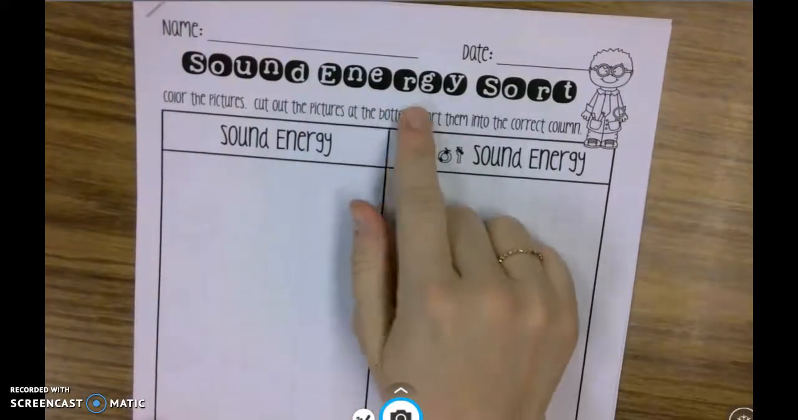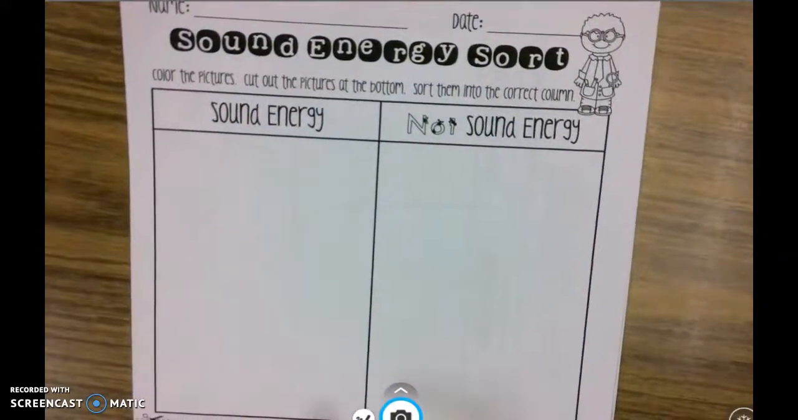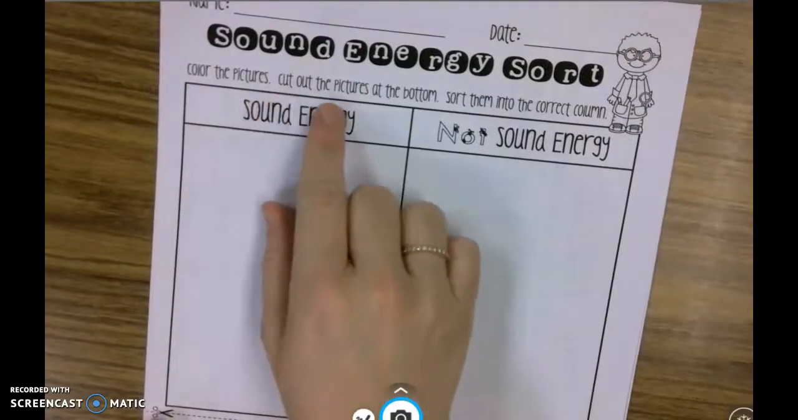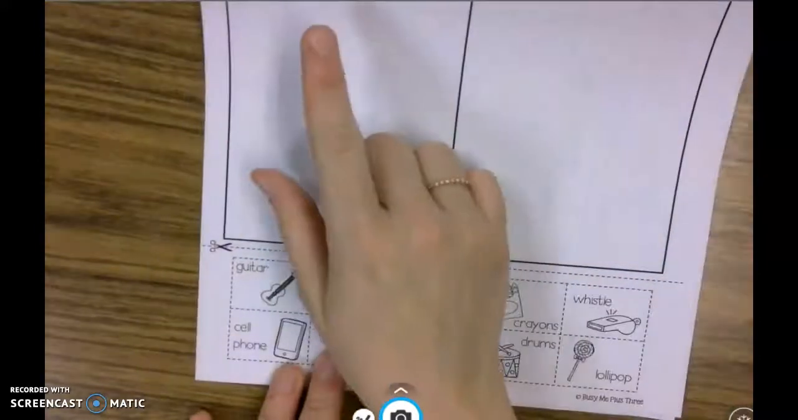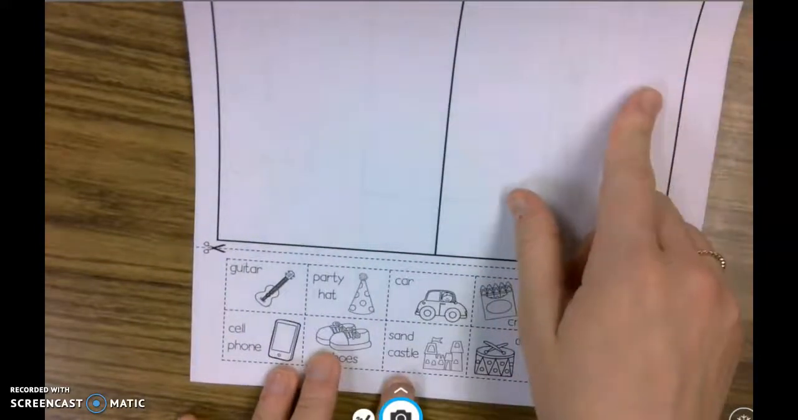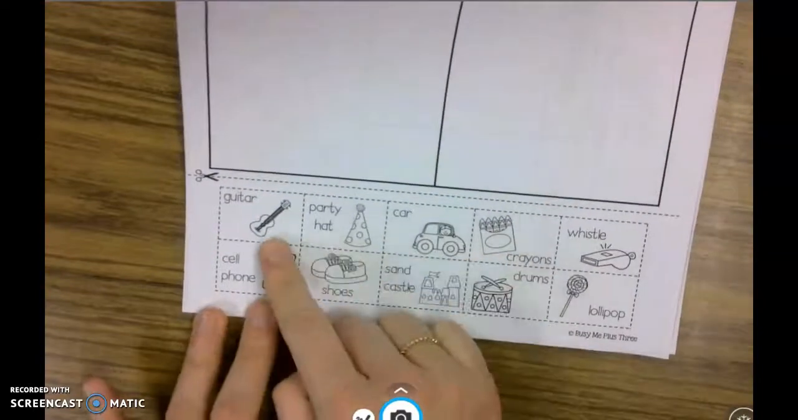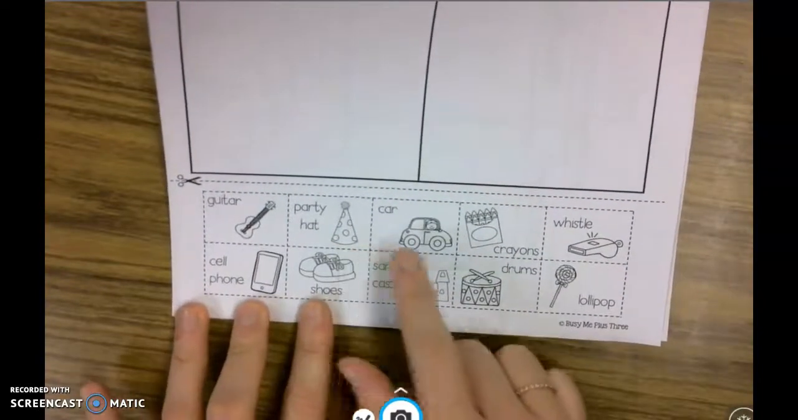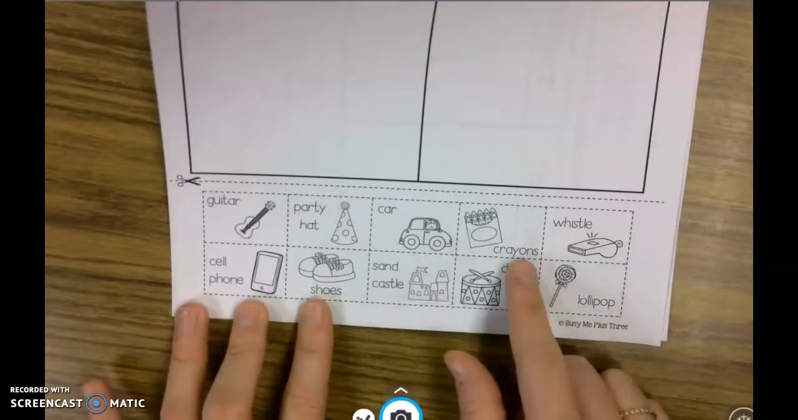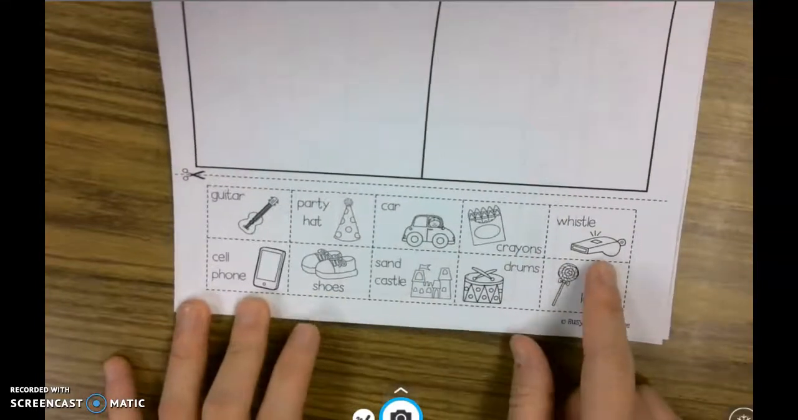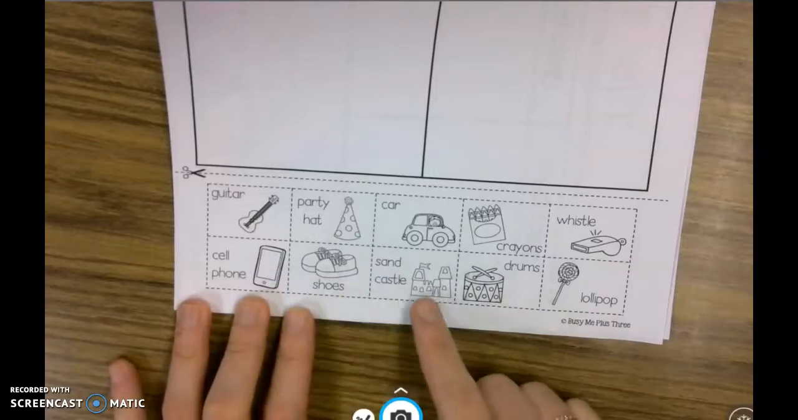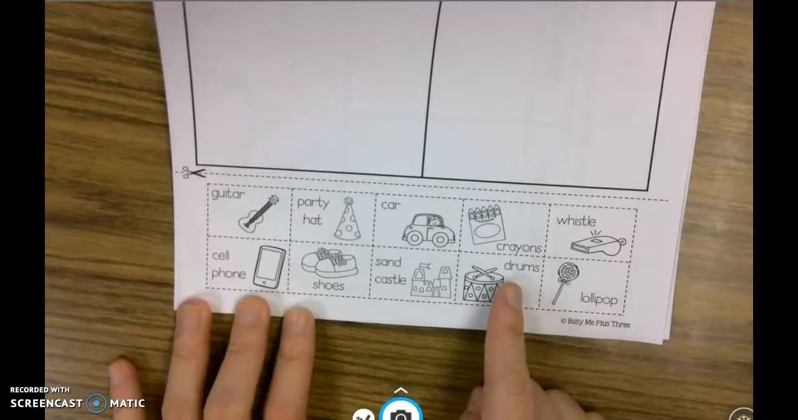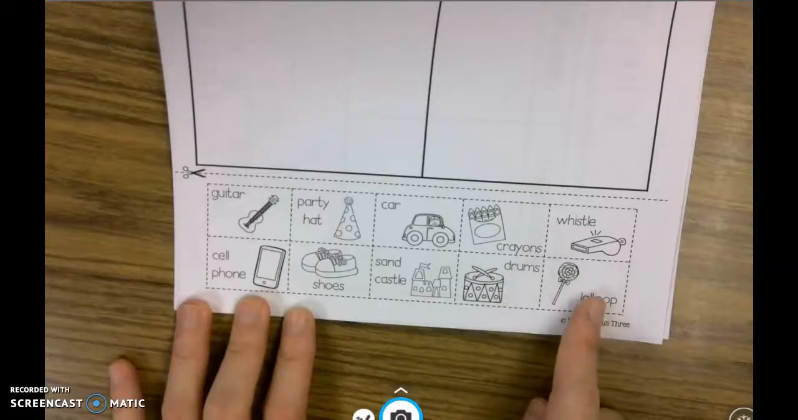Today we are working on sound energy and we're doing a sort with it. So it says color the pictures, cut out the pictures at the bottom, sort them into correct columns. So we have sound energy, not sound energy. So we have a guitar, party hat, car, crayons, whistle, cell phone, shoes, sandcastle, drums, and a lollipop.